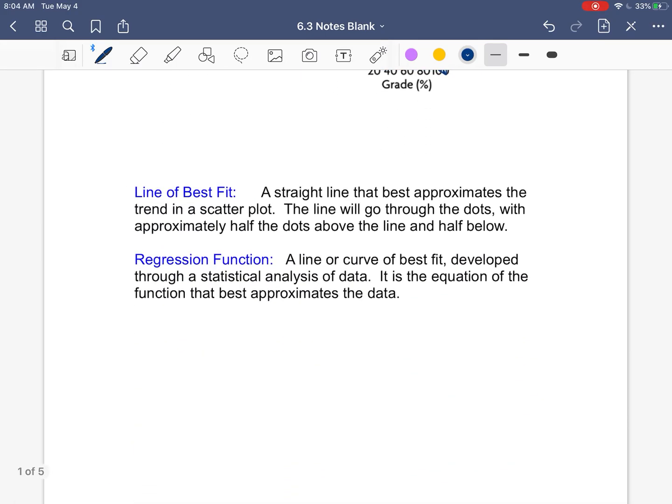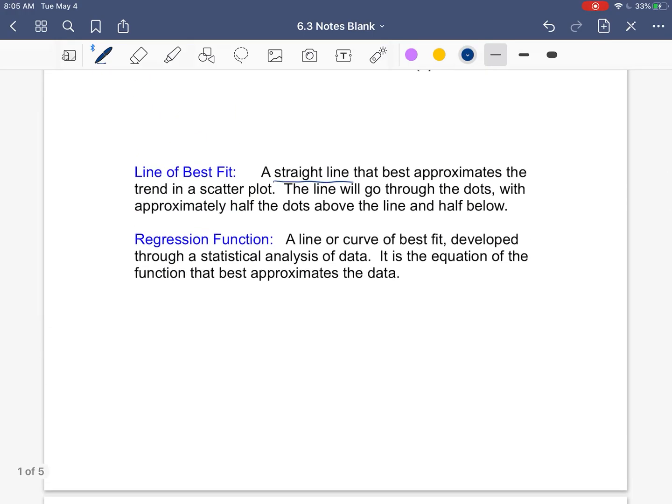A line of best fit is a straight line. Eventually we'll be talking about different graphs of best fit, but for this section it's just lines that best approximate the trend of a scatter plot. The line will go through the dots with approximately half the dots being above the line and half below. A regression function is a line or curve of best fit developed through a statistical analysis of the data. It is the equation of the function that best approximates the data.